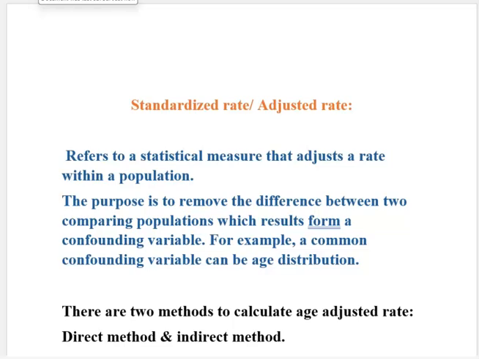Today I'm going to discuss standardized rate or adjusted rate. Standardized rate and adjusted rate is an important topic in epidemiology and biostatistics. This refers to a statistical measure that adjusts the rate within a population. The purpose is to remove the difference between two comparing populations, which results from a confounding variable. For example, a common confounding variable can be age distribution.